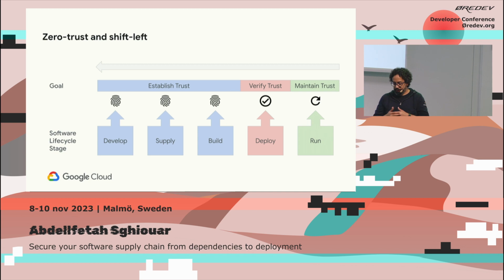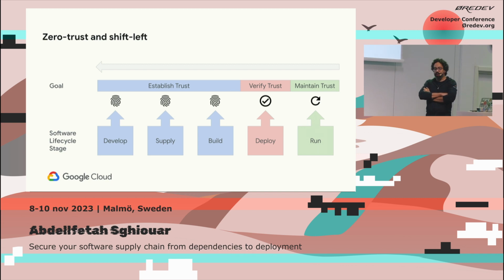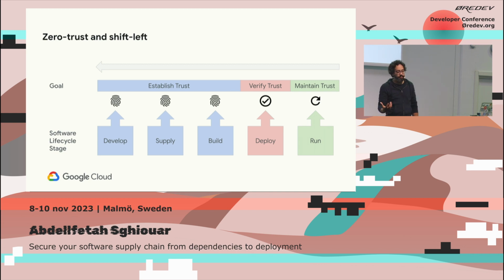A few years ago, people realized that these kinds of attacks are becoming problematic, and there have been a bunch of efforts. The two main ones are shift left, an effort to try to reduce the attack surface of software, and zero trust. So shift left is basically a term that is copied, if you want, from the DevOps movement.